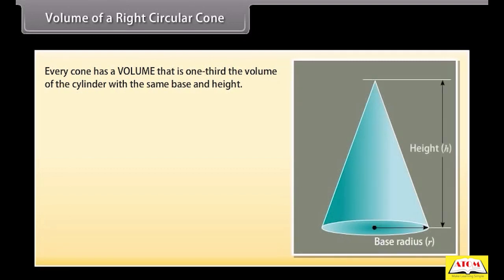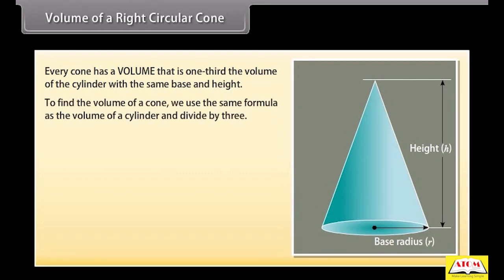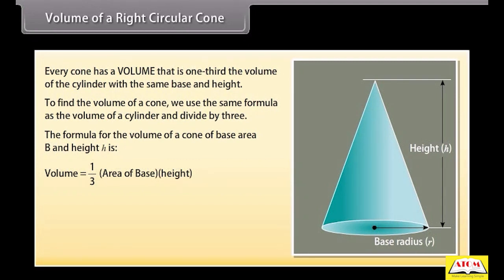Volume of a right circular cone. Every cone has a volume that is 1/3 the volume of the cylinder with the same base and height. To find the volume of a cone, we use the same formula as the volume of a cylinder and divide by 3. The formula for the volume of a cone of base area B and height h is volume equals 1/3 into area of base into height, or V equals B into h whole upon 3, equal to r square pi h whole upon 3, or 1/3 pi r square h.